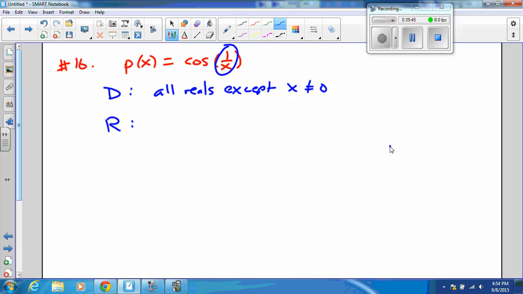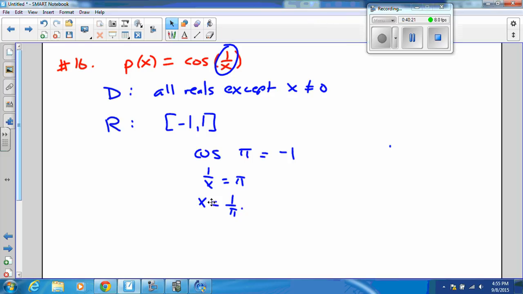What about the range? Well, it appears to me that the range is going to be all values from negative 1 to 1. That's a little bit harder to verify, but I can imagine plugging in values for 1 over x that might give me, for example, cosine of pi is -1. So if I let 1 over x equal pi, or in other words, x equals 1 over pi, then cosine of 1 over pi will be equal to -1.